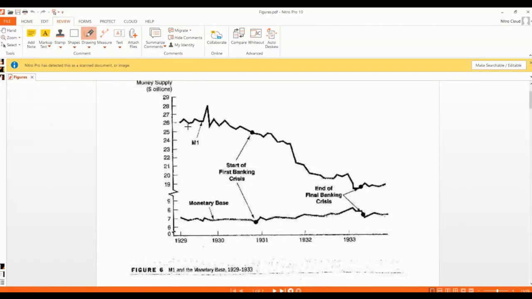What do you notice about what these 2 things do over the period of the Great Depression? Well, money supply starts to decline and then declines steeply. What does the monetary base do? Nothing, right? It's pretty flat, except maybe for a blip here. In other words, the money supply must have been changing even though the Fed wasn't doing anything with the monetary base, which means the multiplier must have gone down. Why?